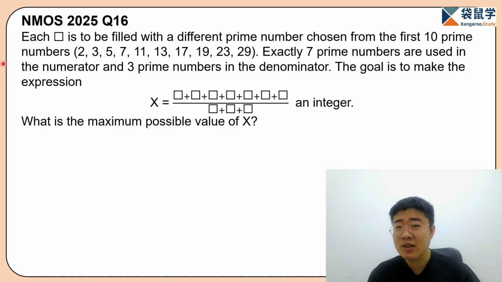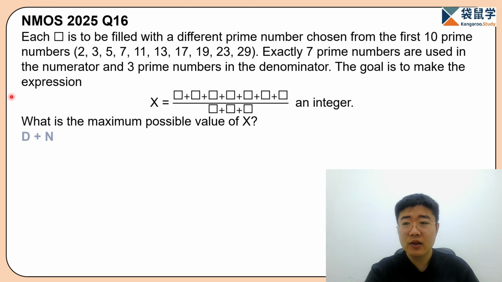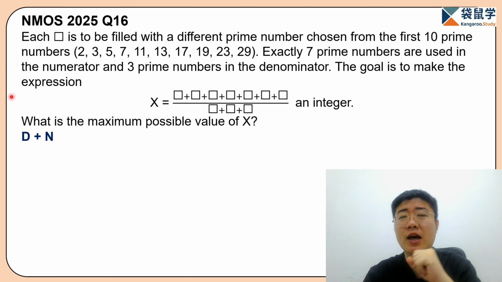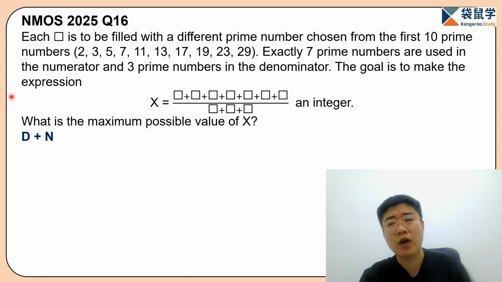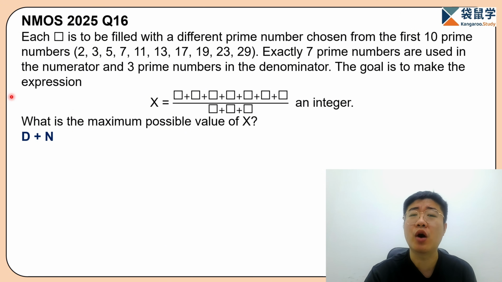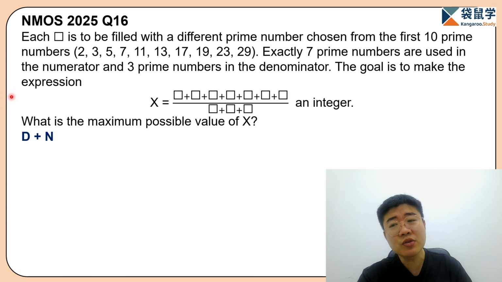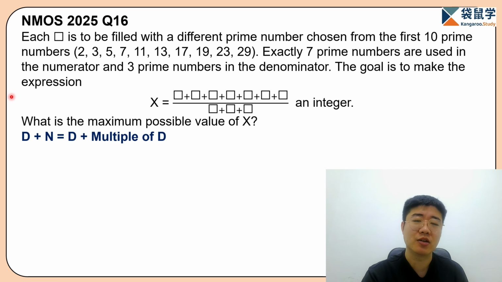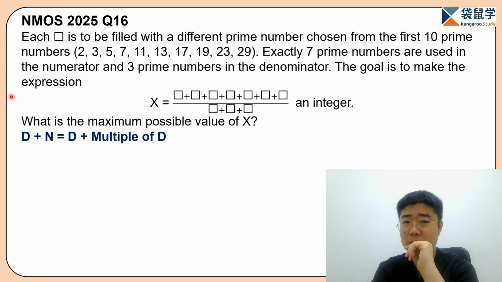So then for the numerator and denominator, let's add them together and see what we can get. Denominator plus the numerator. First of all, we know that this numerator, just now we said, is a multiple of the denominator. So now we have the denominator plus a multiple of the denominator. Now everyone, what can we get from here?